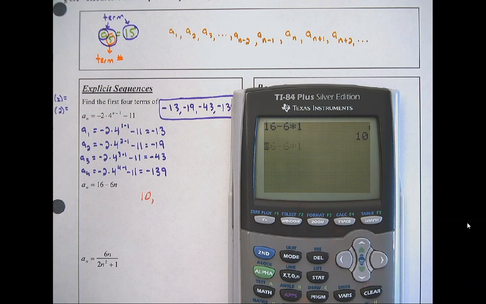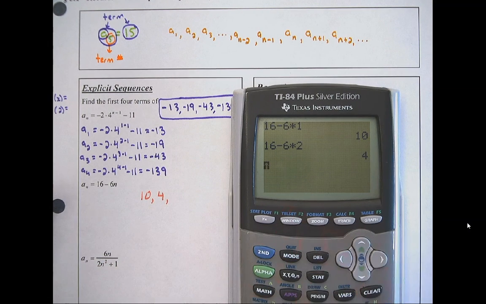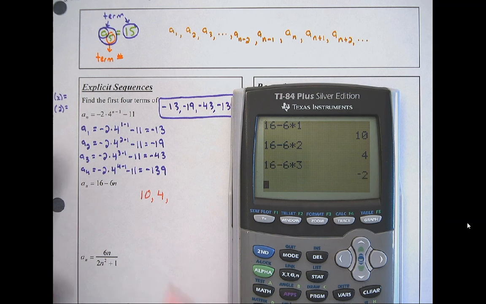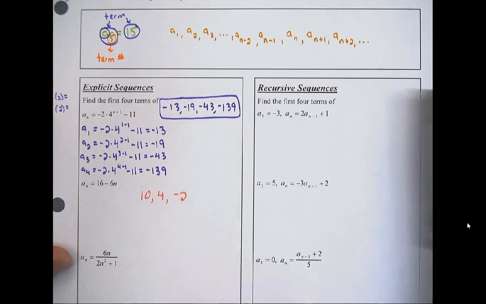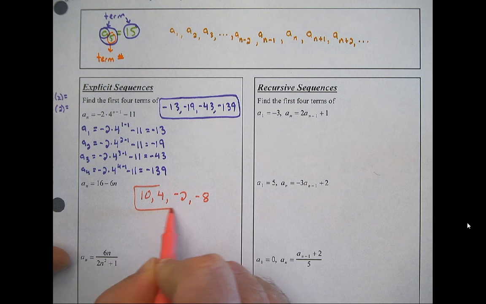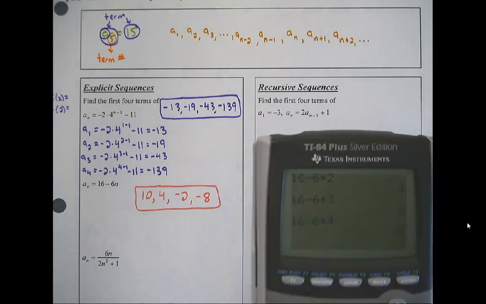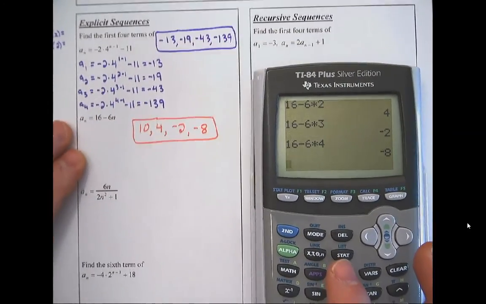I'm going to go second enter. I'm going to change the 1 to a 2. My next term would be 4. Second enter, change the 2 to a 3. That next term would be negative 2. Second enter, change it to a 4. We would get negative 8. So there's my first 4 terms. In my class, it's almost always the first 4 terms. In another class, maybe it's something different. I don't know. I'm going to do this on my calculator as well.